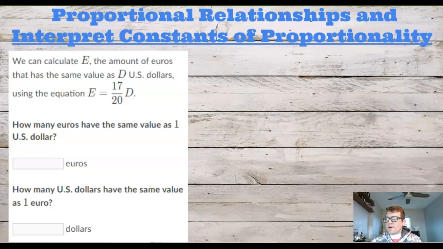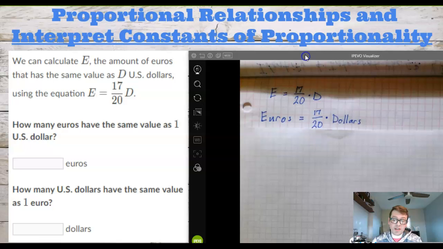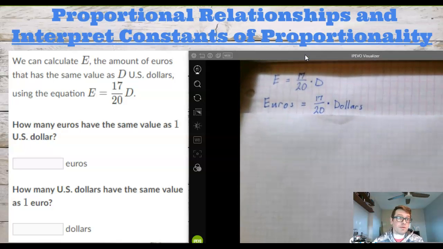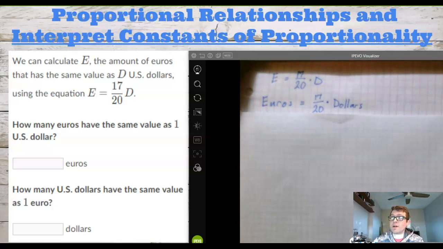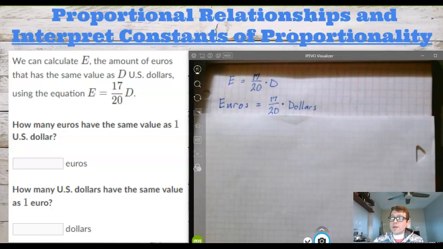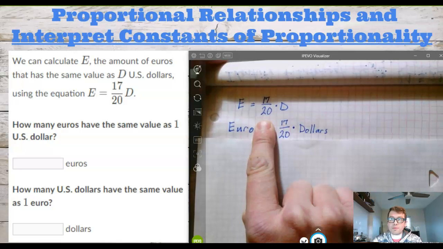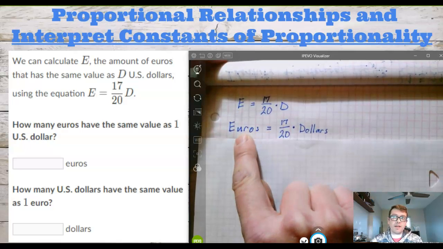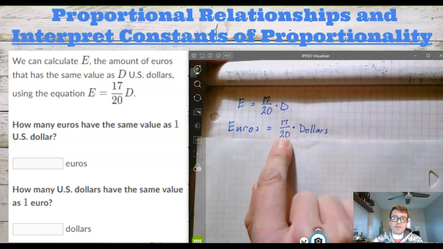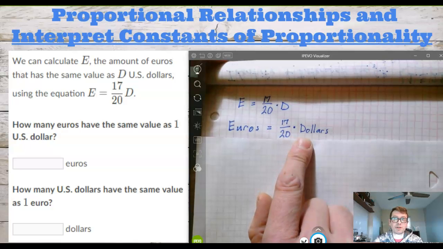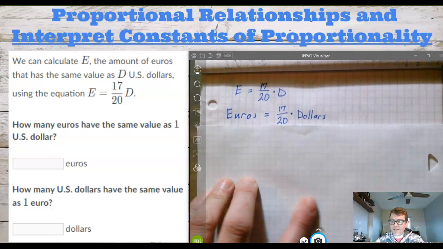Alright, so if we talk about both unit rates here, it's actually the exchange rates of if you were to go to like Italy or any of those European countries, which we'll be able to again soon enough. So if we write down this formula, this equation, euros equals 17 over 20 times dollars. Please make sure you have this in your notes.